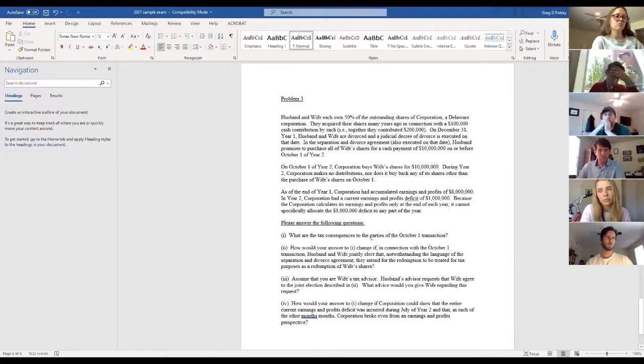So we start out, what are the consequences? This is that law that says that if there's a redemption, but a shareholder had a primary unconditional obligation to buy the shares, and instead the corporation redeems those shares, that's recharacterized as a distribution. So this is going to be recharacterized as a distribution of $10 million to husband, because he has a primary unconditional obligation to buy the shares. So we have a $10 million distribution.